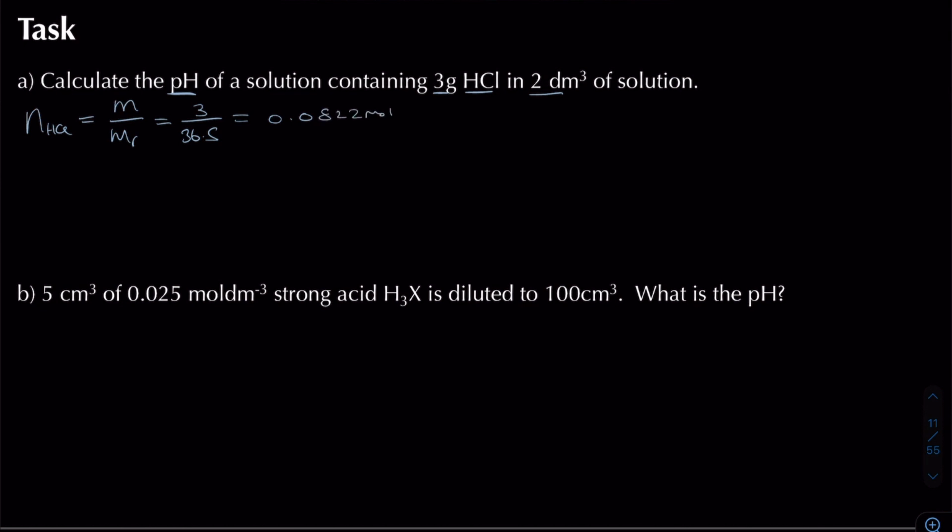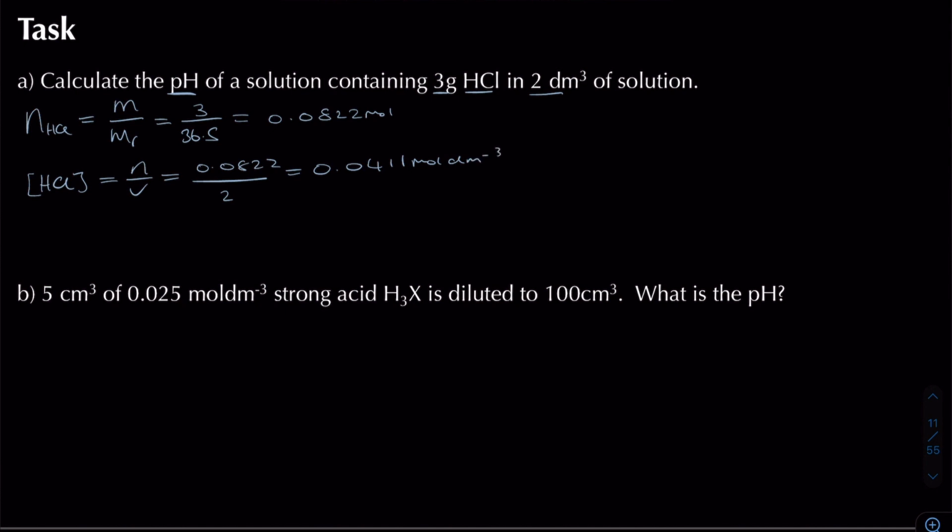Once I've got the number of moles, I can then find the concentration of hydrochloric acid, which is going to be equal to my number of moles divided by my volume, and that's going to be equal to 0.0822 divided by the volume, which is going to be, in this case, 2, it's already in decimeters cubed, and then we end up with a value that's going to be 0.0411, and that's how many moles per decimeter cubed I've got for my concentration.